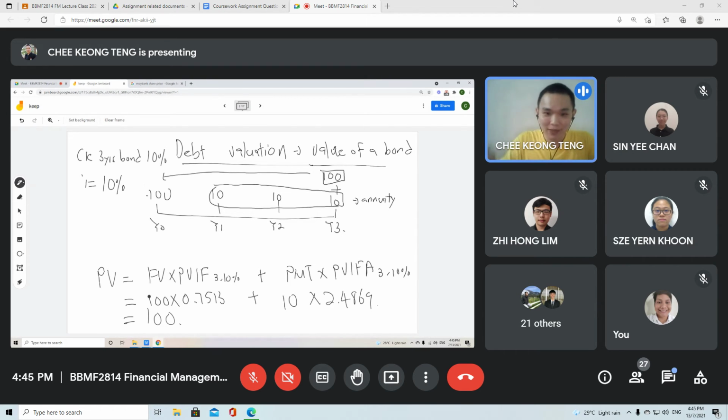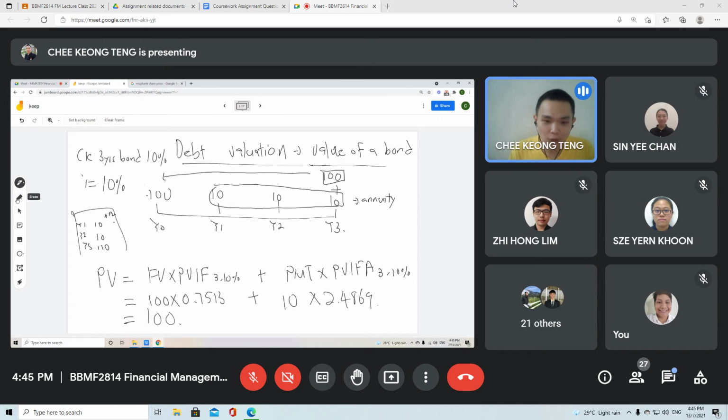You can use the NPV table. Year 1, year 2, year 3. Year 1 is 10. Year 2, 10. Year 3, 100 plus 10, 110. Discount factor 10%, 0.9091, 0.8264, 0.7513. Times, add everything, you get back 100 for sure. You can do that also.